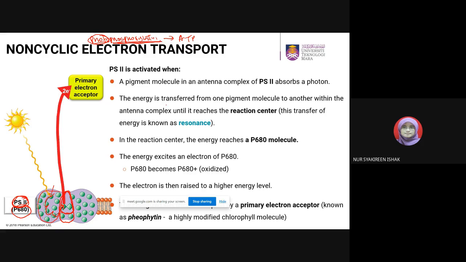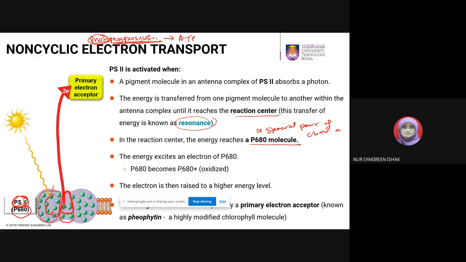Okay, so the energy is transferred from one pigment molecule to another within the antenna complex until it reaches the reaction center. This transfer of energy is called resonance. Okay, so in the reaction center, the energy reaches a P680 molecule, which is a special pair of chlorophyll A. Okay, so the energy excites an electron of P680.